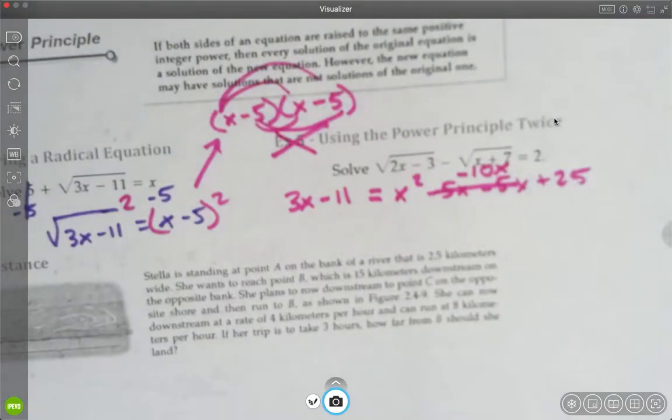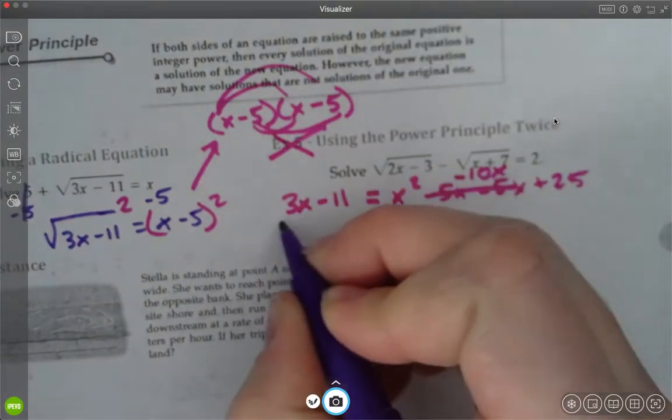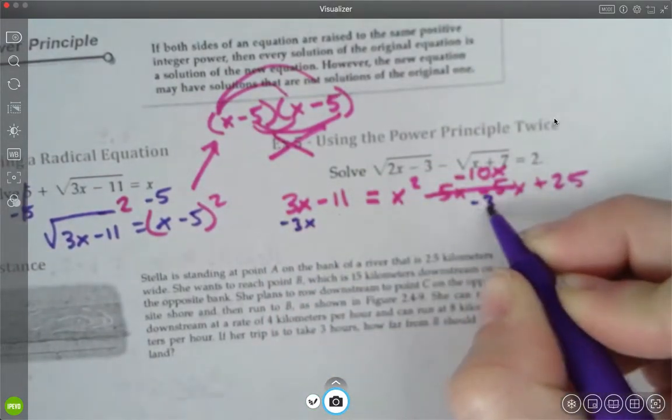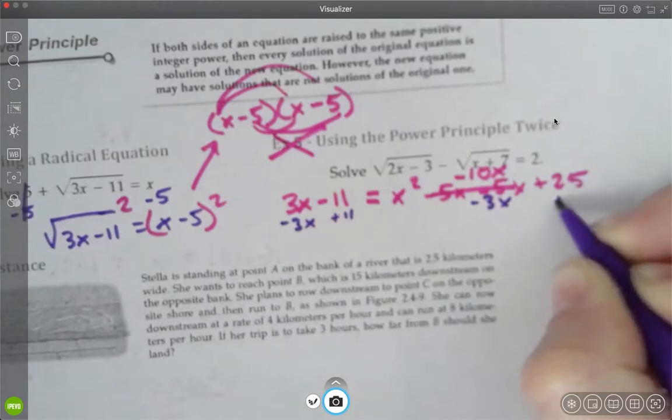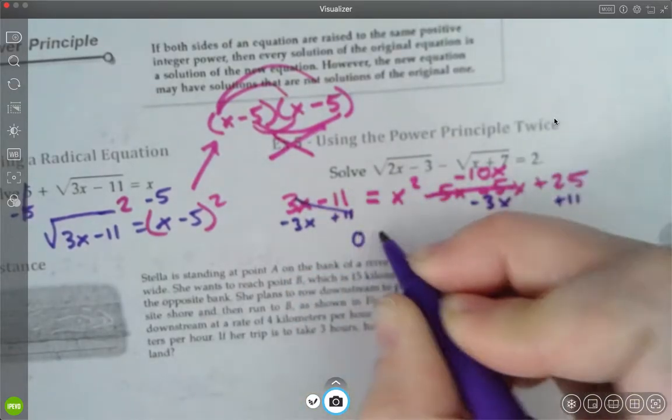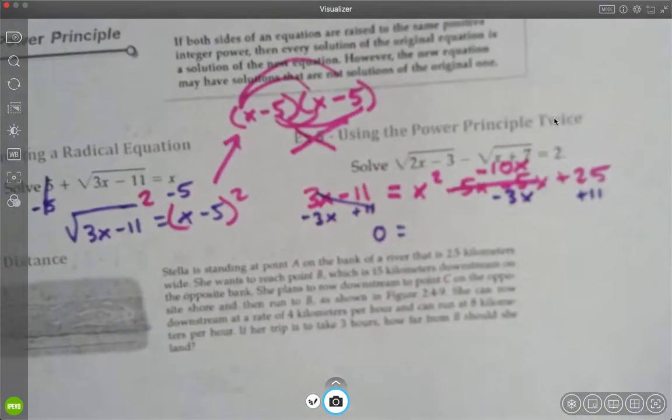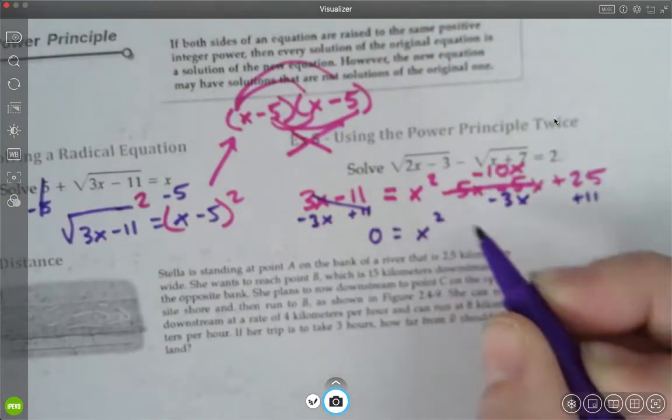Okay, now let's move it all together. It has a trinomial. It's got a square, an x, and a number. So we have to move it all to one side. So let's take these guys and move them over here. Can we do that? Yep. So minus 3x plus 11, plus 11. 0 equals. All right, help me out here. X squared.